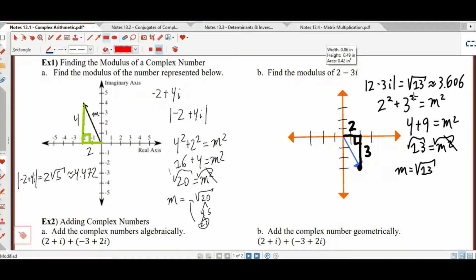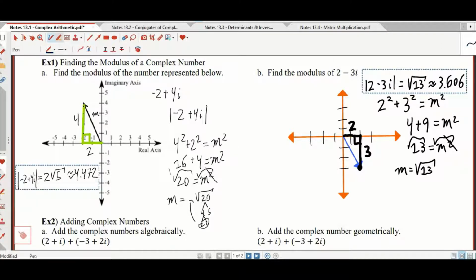And that's where I put my box around the answer. I never boxed this answer. Oh, how awful of me.